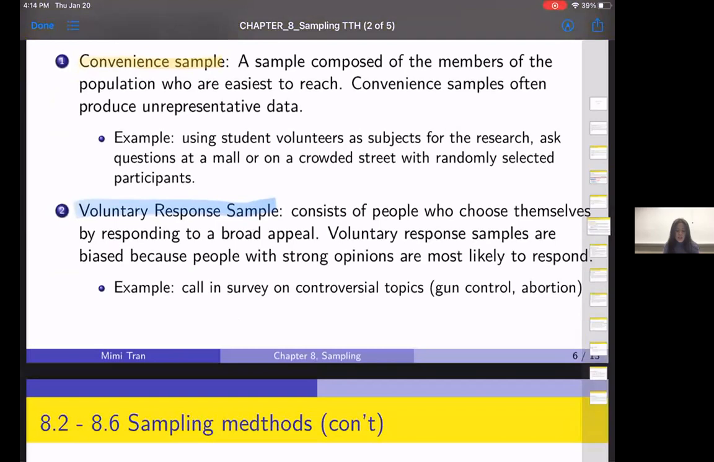Do you have any questions about convenience samples or voluntary response samples?